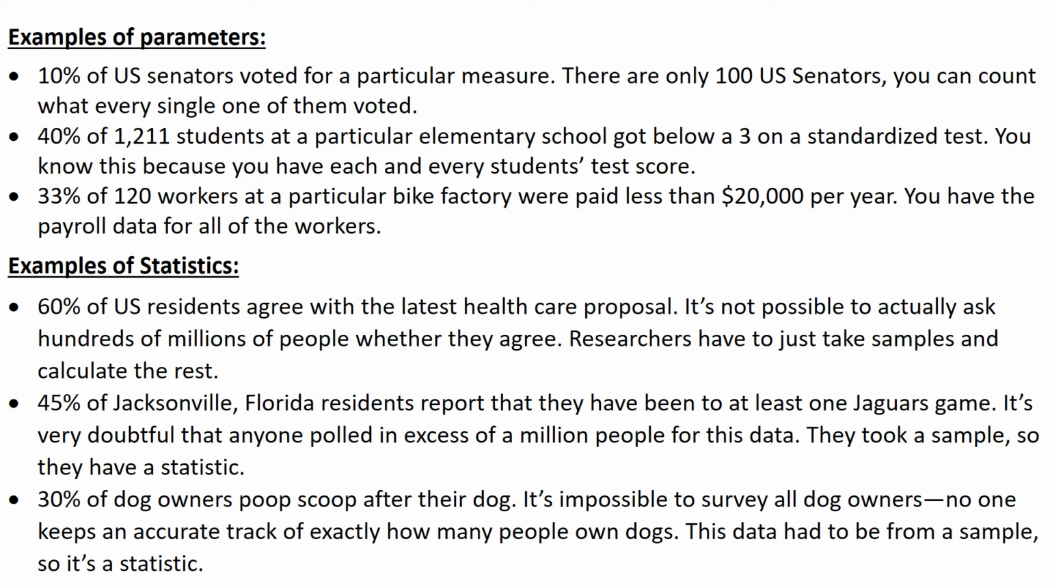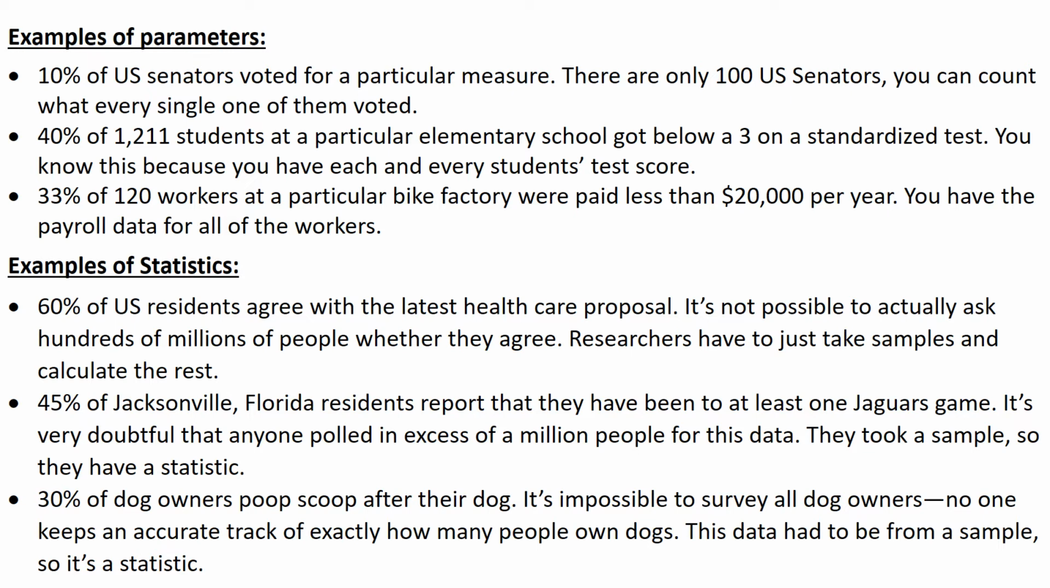40% of 1,211 students at a particular elementary school got below a 3 on a standardized test. That's a parameter because I already mentioned right in that first sentence how many students are at the elementary school, 1,211. 33% of 120 workers at a particular bike factory are paid less than $20,000 a year. Well, I have all 120 workers listed, so I know if it's 33%, which would be 40, then that's a parameter. It's not a representation, it's not a sample, it's the entire population we're looking at here.